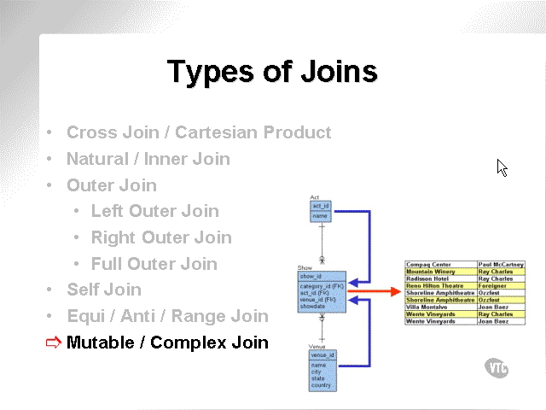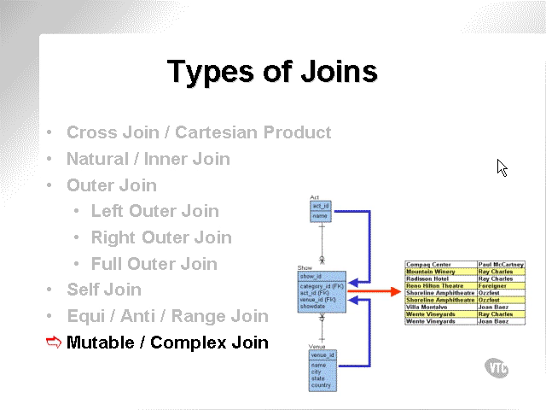Mutable or complex joins. The word mutable means subject to change. Sometimes I get confused as to why these joins were called mutable, since they're subject to change. This could mean that they should be changed, since they are over-complex, or it could mean MU for multi-table, multiple table join. A mutable join and a complex join are not quite the same thing, although they're very similar.